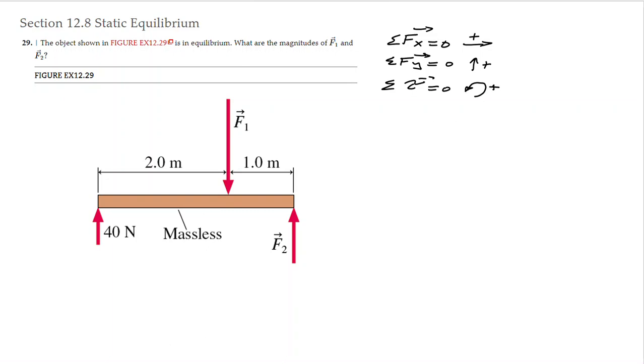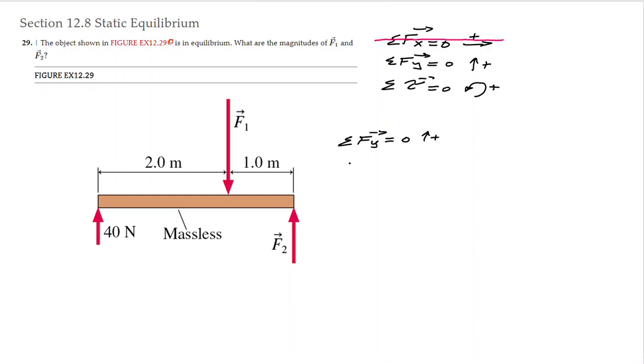In this case we don't have any force acting in the direction of the x-axis, so we're not going to use this equation. So we have two equations to solve the problem. The first thing we're going to do is apply the sum of forces in the direction of the y-axis. So the sum of the forces in the direction of y equals 0, and we're going to take positive the forces pointing outward.